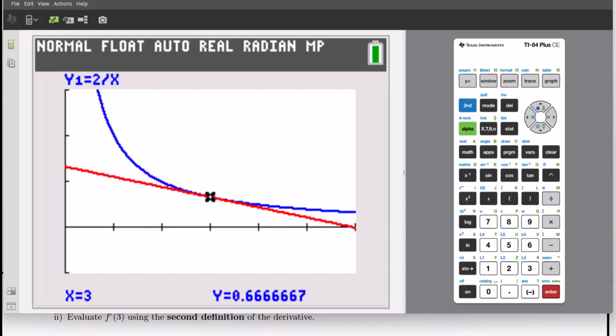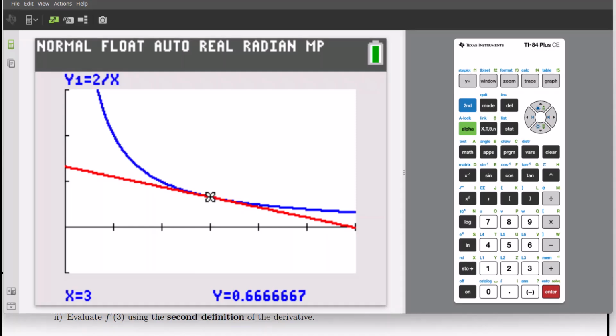But that line, the red one, is technically touching the curve only in one location, and at that location, it matches with the curve. So I'm going to click my down arrow to jump from the function to the line. I can just trace the function itself or the line. So notice how the equation changes and the colors change on my screen. That's because I'm jumping from one function to the other one.